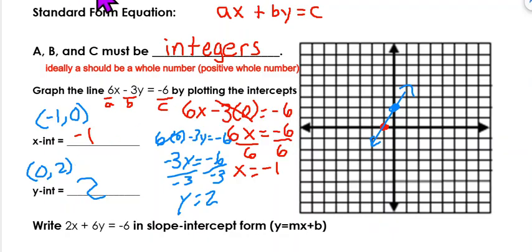But what standard form is really, really good at is finding the x and y intercepts because it's super easy, because it just gets rid of that other variable right away. And all you're doing is dividing by the coefficient that's in front of the variable you want to solve for, the x-intercept. Okay? So that's an intro to standard form.